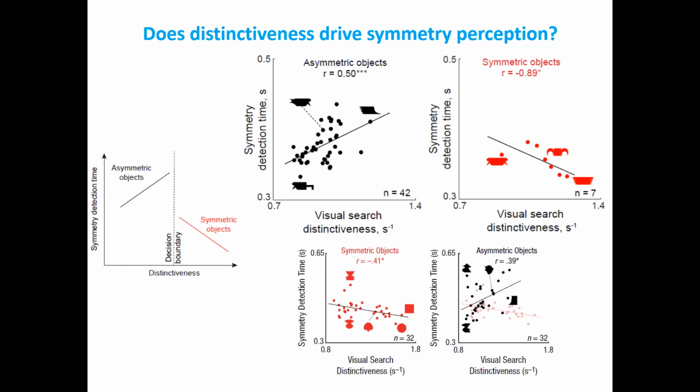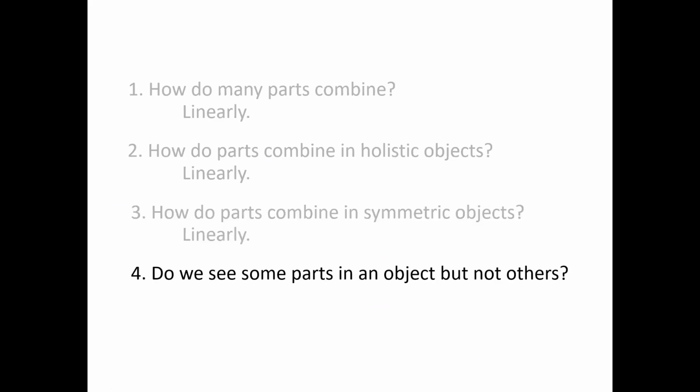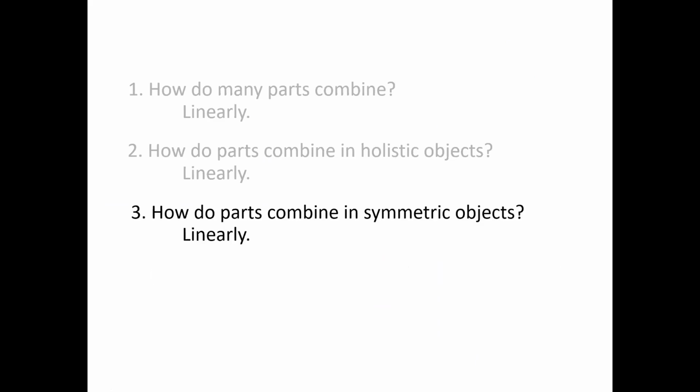So coming back to this question of how do parts combine, is symmetry a kind of special property? Well, it turns out that symmetry is not really special in terms of how the parts combine, but actually in terms of the consequences of the summation of parts. So there's some kind of consequence which is making symmetry special, but not in terms of the property of symmetry being coded in some special way. So that's what we concluded from this study, right?